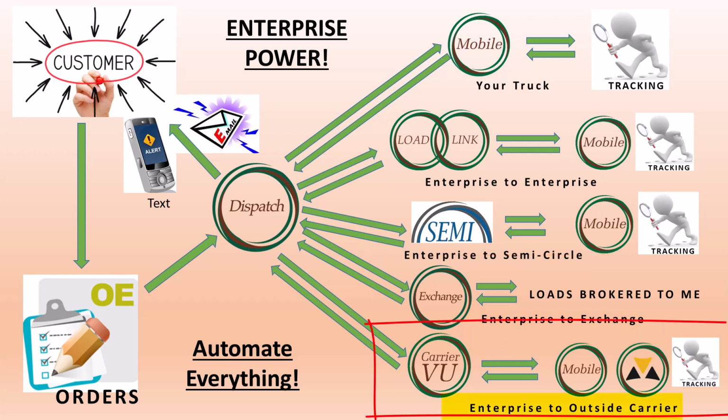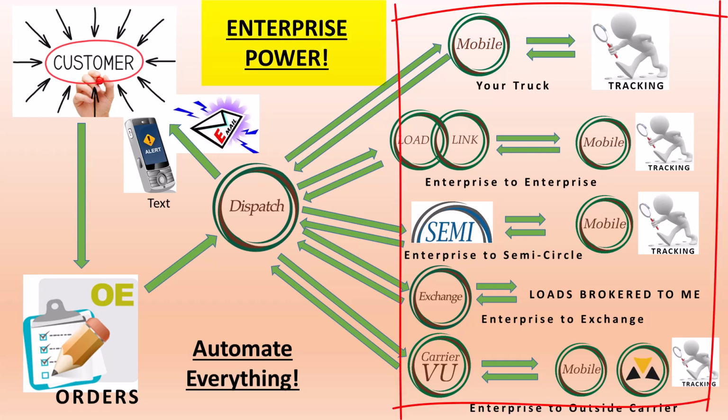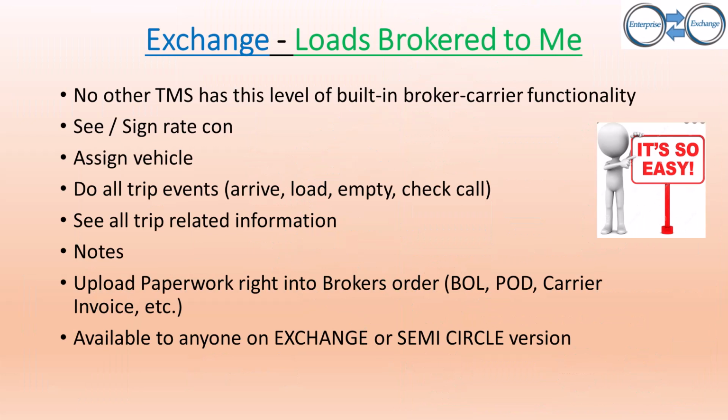If they dispatch to a carrier that is not a subscriber to Full Circle, the enterprise-level subscriber can use Carrier View and either Circle Mobile for Carrier View or MacroPoint to track the shipment. If the assigned driver uses Circle Mobile, the enterprise subscriber has the same automation and visibility as if it was on their own truck. Brokers using the enterprise version of the software have a variety of ways to fully automate their operation, especially if they use the capacity of other subscribers of the Full Circle product set. No other TMS has this level of built-in broker carrier functionality.